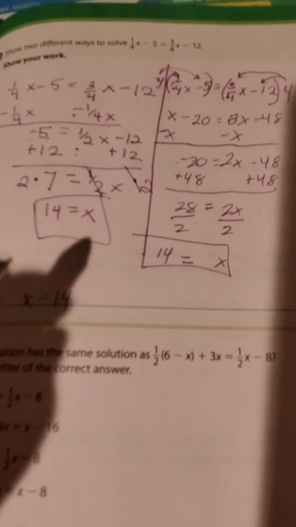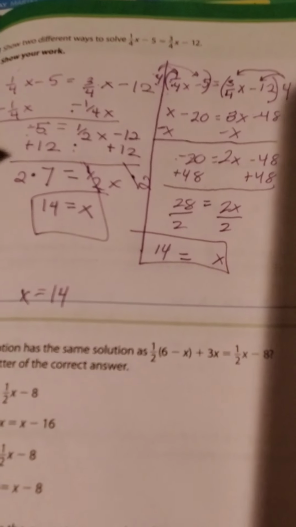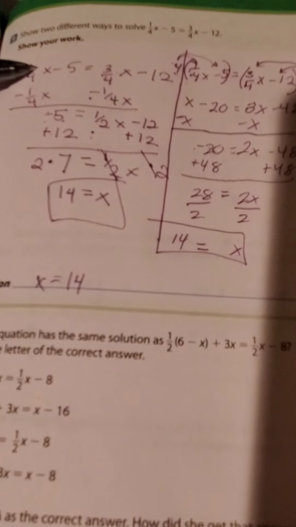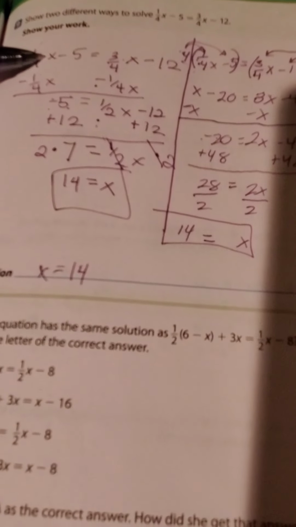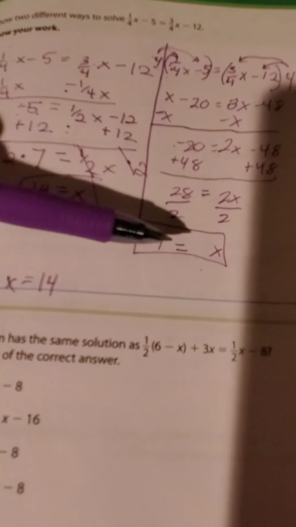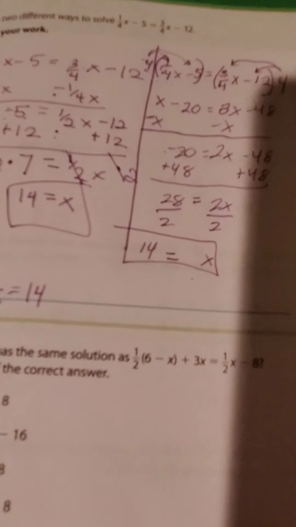Normally, I would want you guys to check your work, but because we did it a second way and we still got the same answer, that's like another form of checking your work. So if you check your work by taking this 14 and plugging it into the original equation, that's great. That's a good way to check your work. But you can also check your work by solving it a different way and proving that no matter what way you do it, you're still going to get 14.